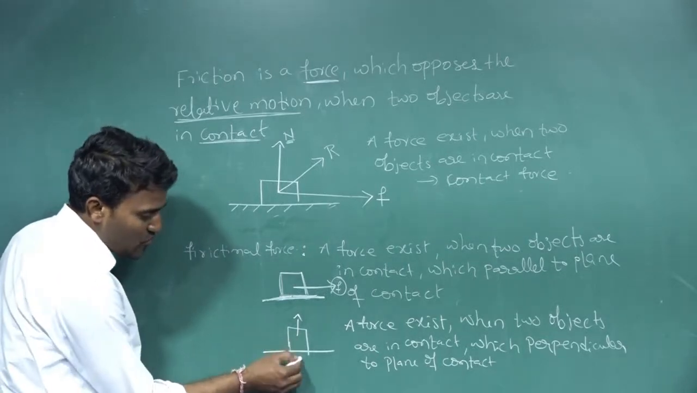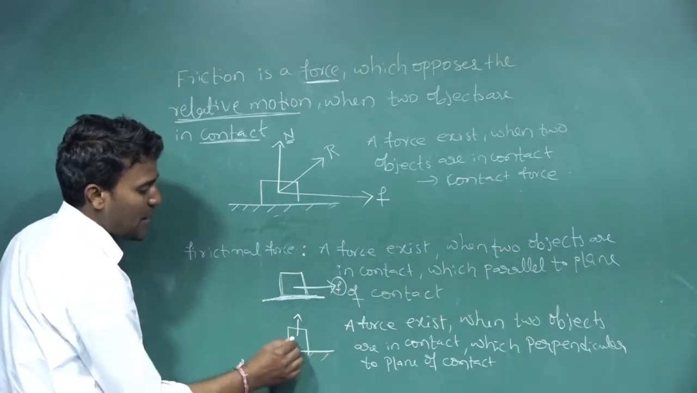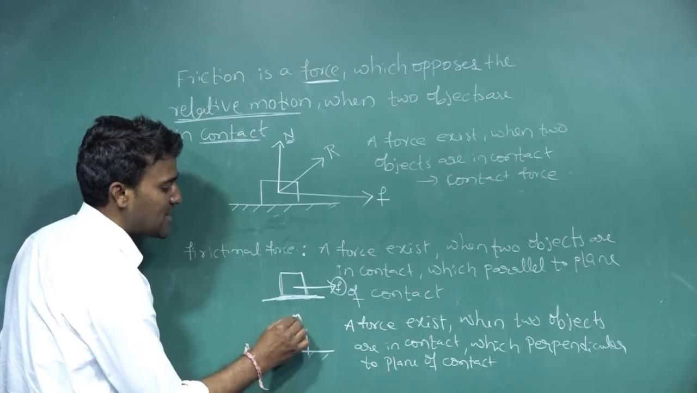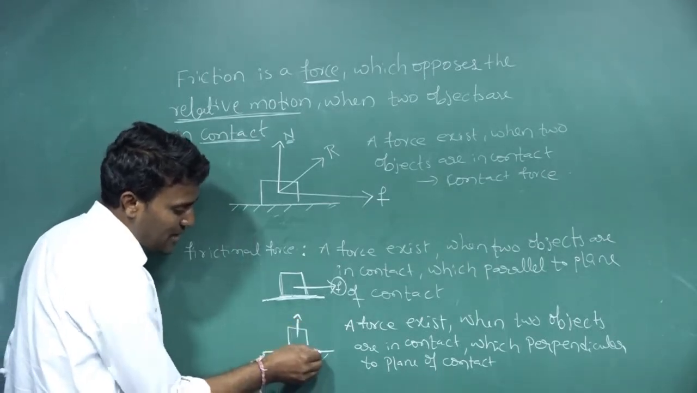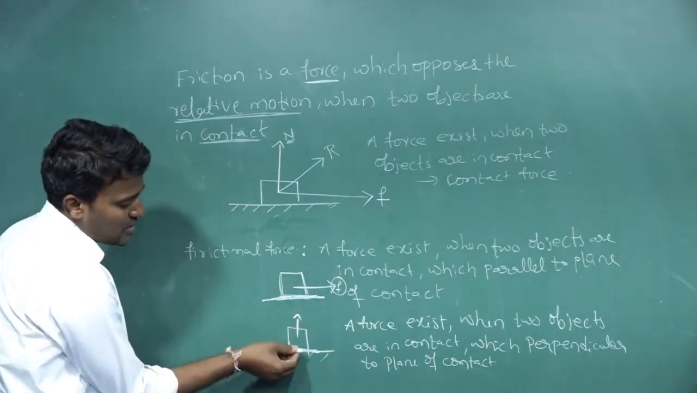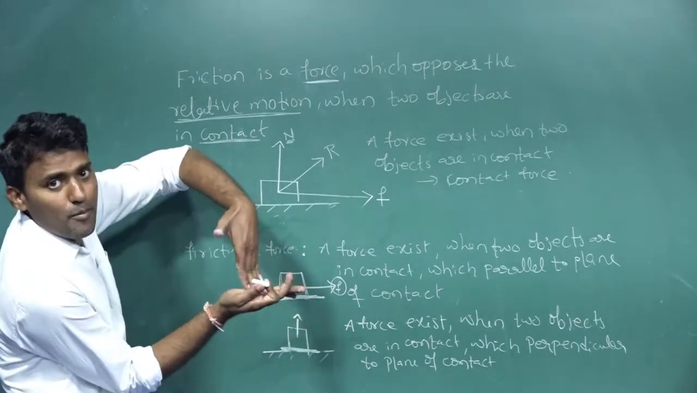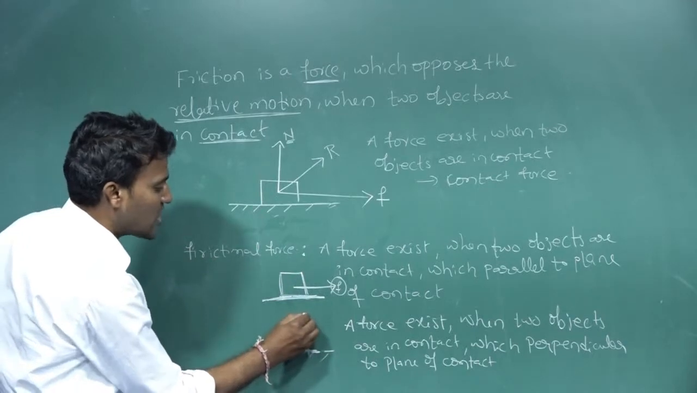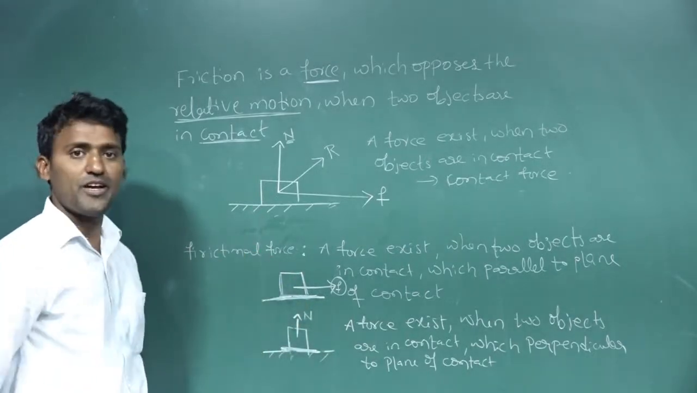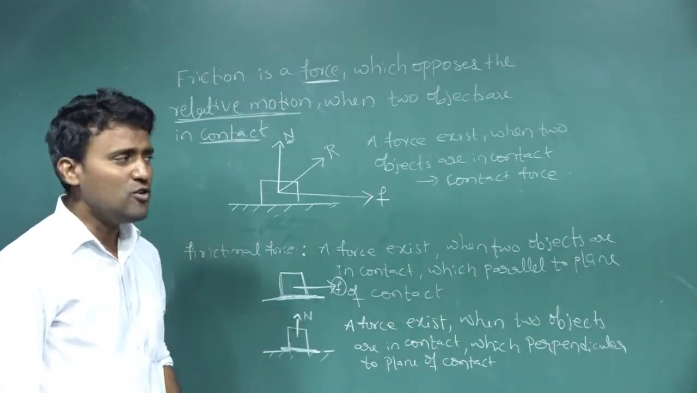See here, now these two objects are in contact and at that moment a force exists. That force is perpendicular to the plane of contact. See here, the plane of contact is like this, and the force exists like this. Now these two are perpendicular. So this force we call the normal force.